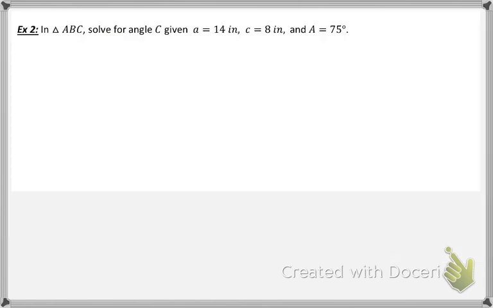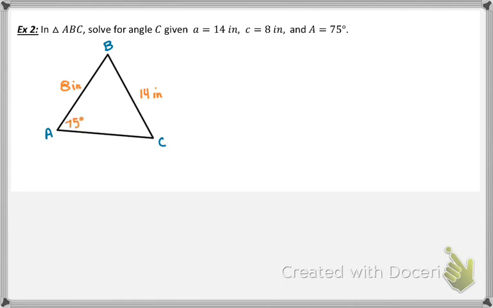Let's look at another example. Very similar, we've got a triangle ABC, so let's draw that out and label what we're given. And it doesn't matter which vertex you label A, B, and C. So little a is 14 inches. Little c, the side opposite angle C, is 8 inches. And angle A is 75 degrees. And here we are looking for angle C, this angle right here.